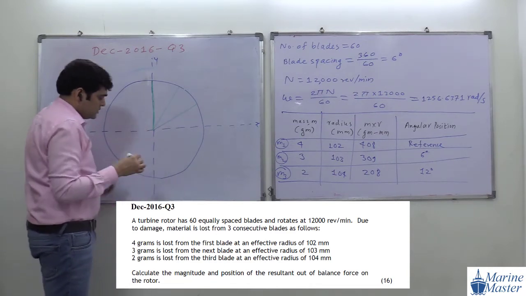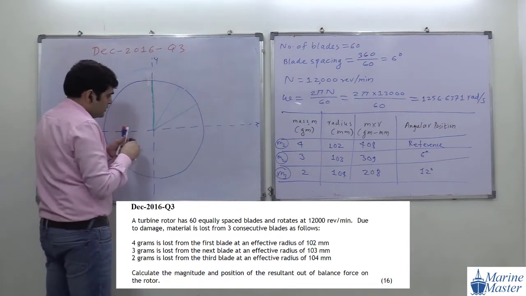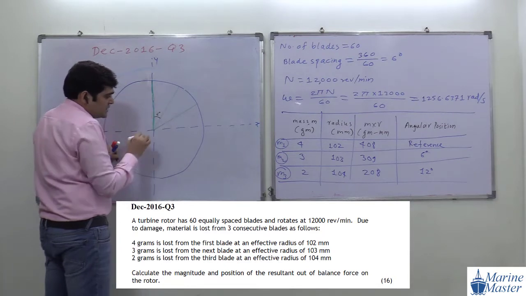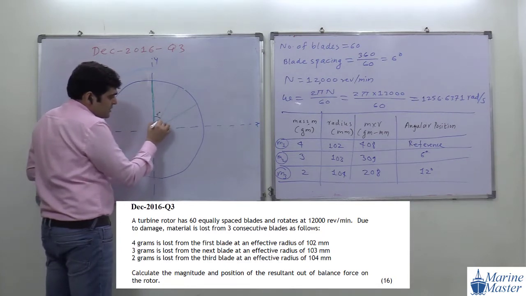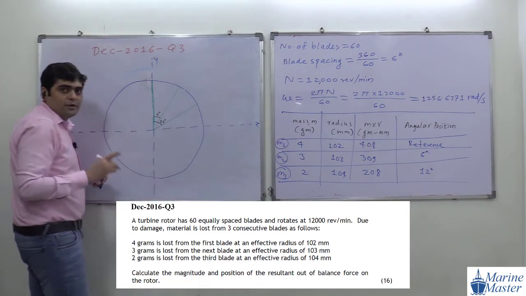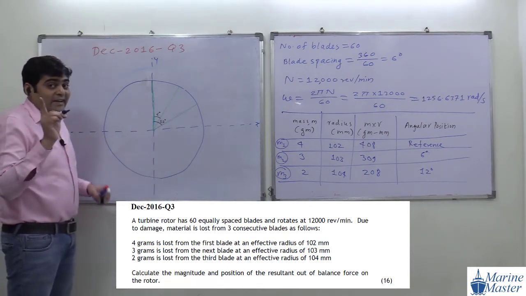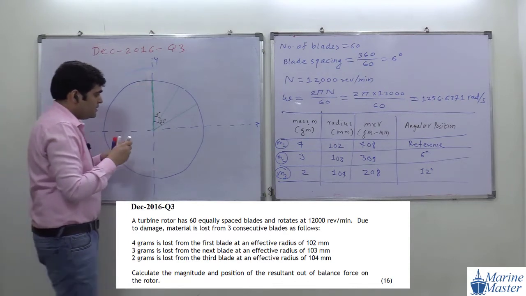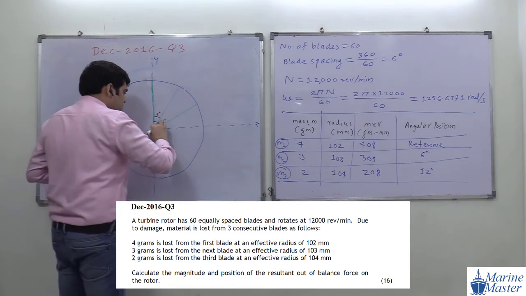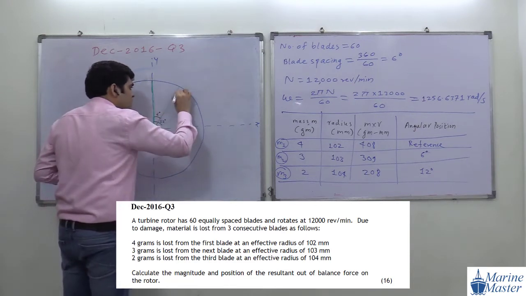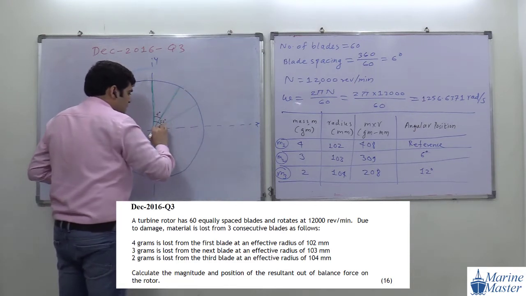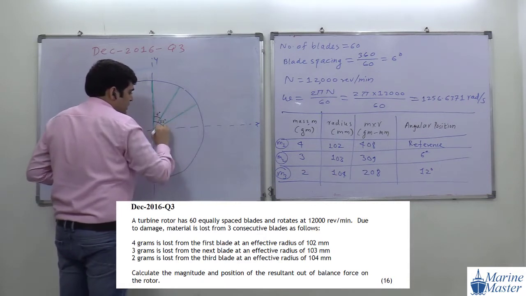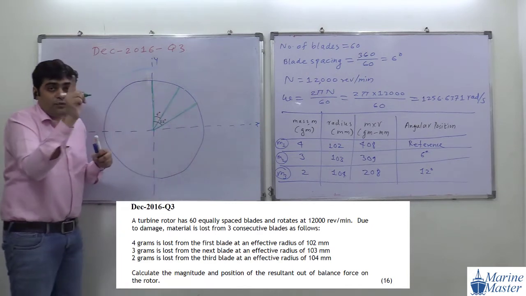So see the point. This angle from here to here is how much? 6 degrees. And from here to here, this angle is 12 degrees. Good. Now material is lost from these blades. This is one blade, this is another blade, and this one is another blade. The first, second and third blades are consecutive blades. You got it? What is the meaning of the word consecutive?